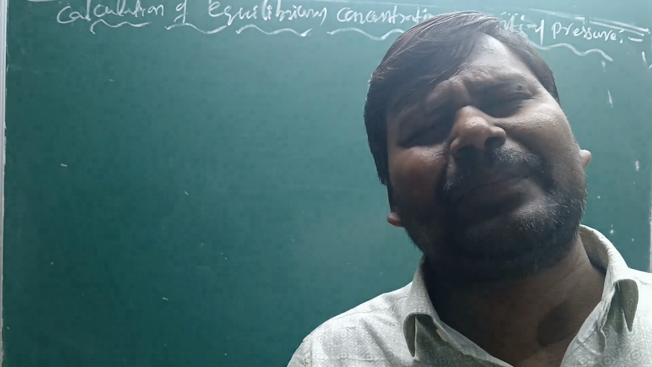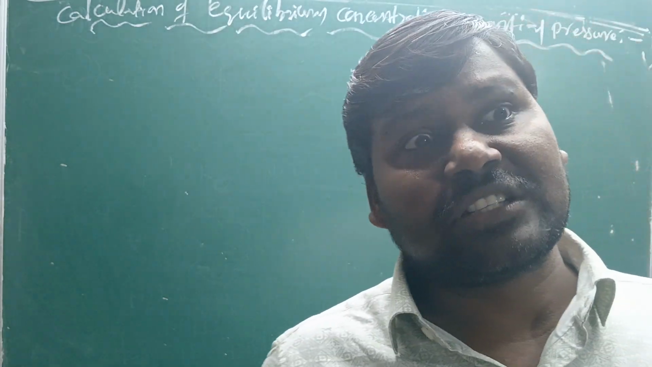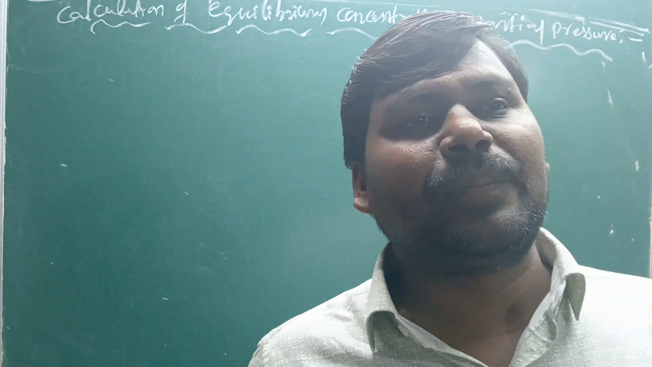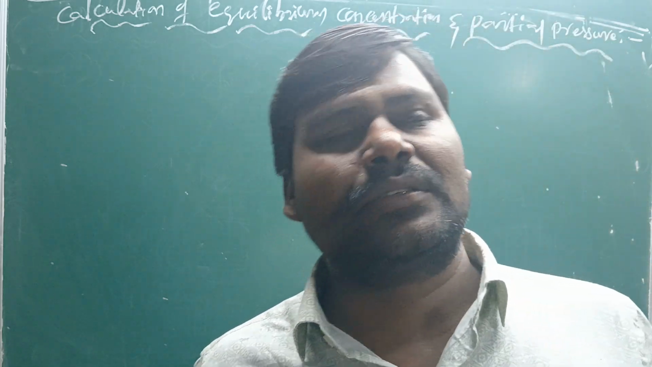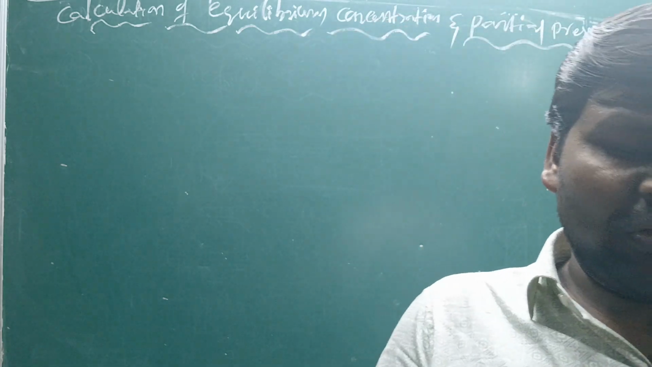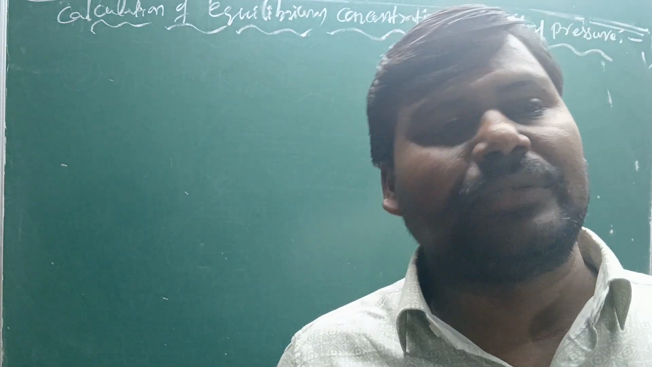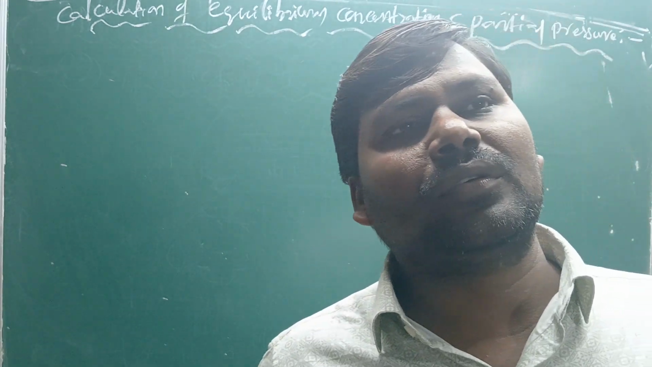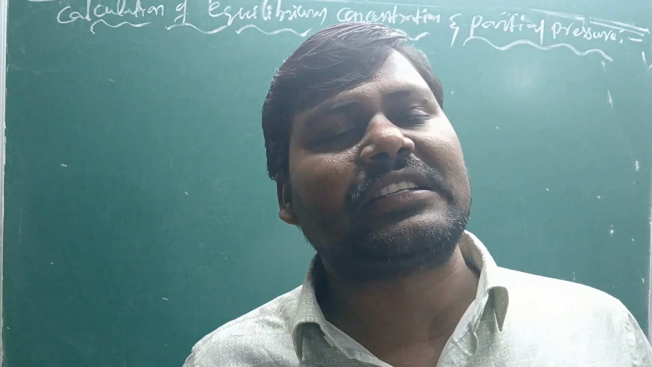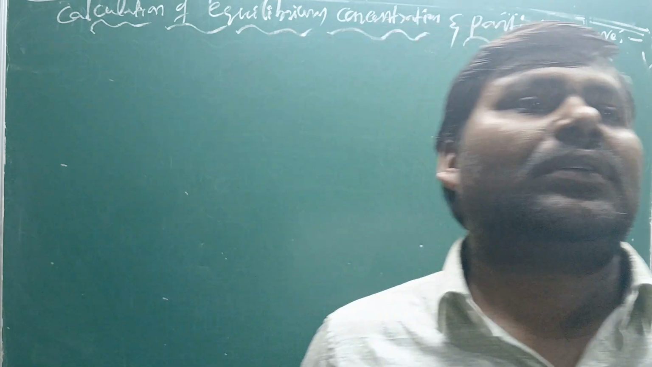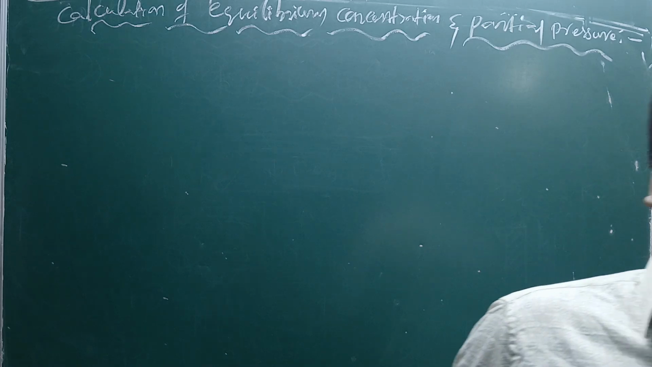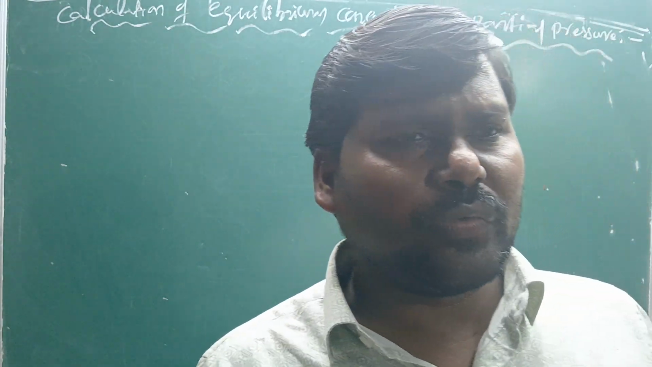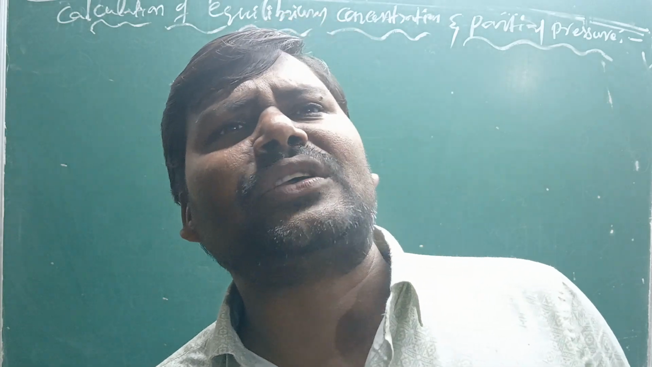Now, some characteristics of equilibrium constant. Equilibrium constant is independent of the initial concentration of products and reactants. Equilibrium constant is independent of the presence of a catalyst. Equilibrium constant depends upon the temperature. In a reversible reaction, the equilibrium constant for the forward direction is inversely proportional to the equilibrium constant for the backward direction. Now we will calculate the units.